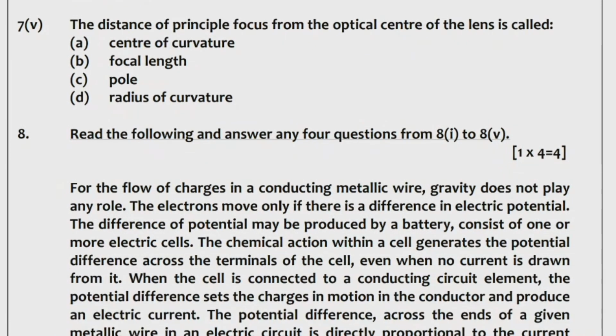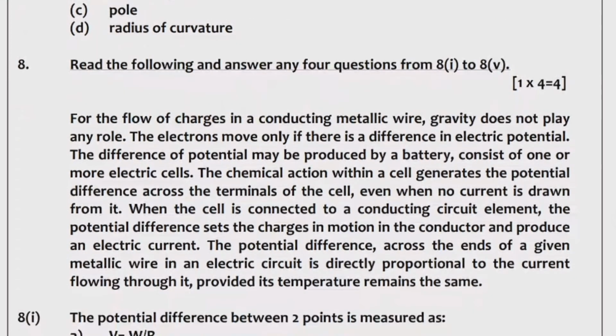The chemical action within a cell generates the potential difference across the terminals of the cell, even when no current is drawn from it. When the cell is connected to a conducting circuit element, the potential difference sets the charges in motion in the conductor and produces an electric current. The potential difference across the ends of a given metallic wire in an electric circuit is directly proportional to the current flowing through it, provided its temperature remains the same.